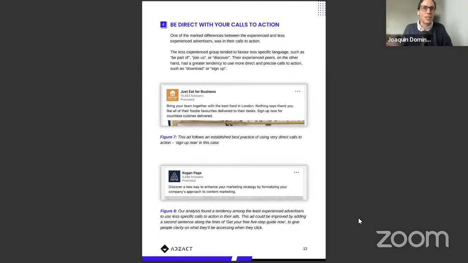And it comes back to the first point, which is be concise with your message. People only have a microsecond to read your ads. So if you are not clear with the call to action, most probably they will read it, they will see, they will get an impression, but not a call to action, not an action, right?